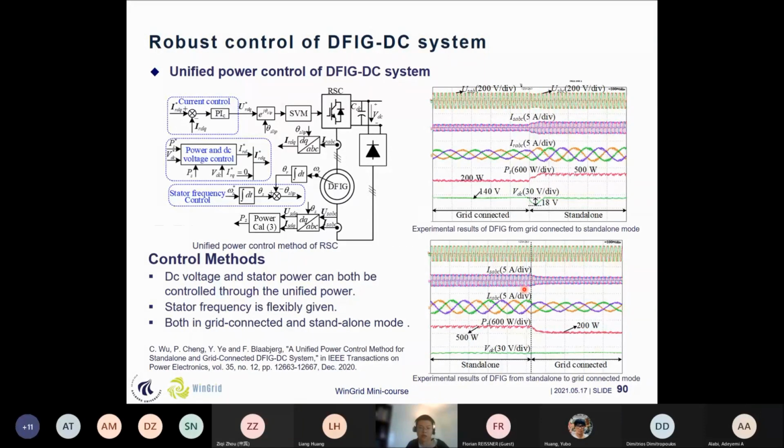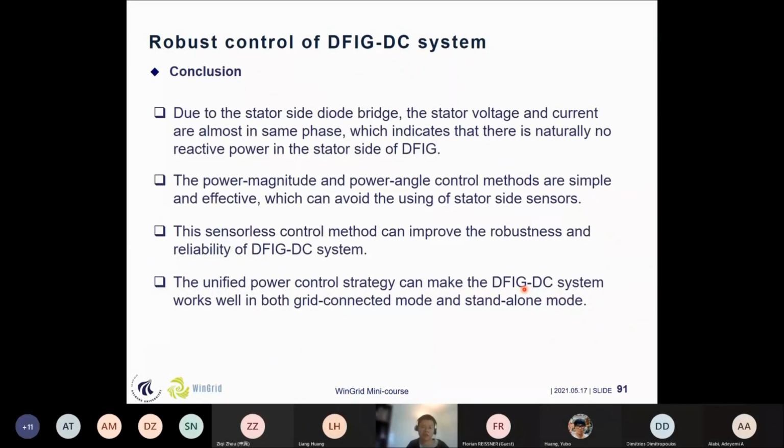So the conclusion of this part is that due to the stator side diode bridge, the stator voltage and current are almost in the same phase, which indicates that there is naturally low reactive power in the stator side. This is a very, very important characteristic we should keep in mind when doing research on this kind of topology. Second, the power magnitude and power angle control methods are very simple and effective, and can avoid the use of stator side sensors. This sensorless control method can improve the robustness and reliability of the DFIG-DC systems.